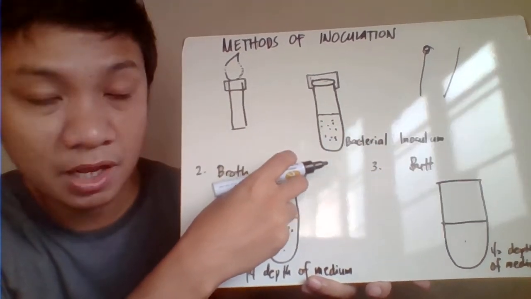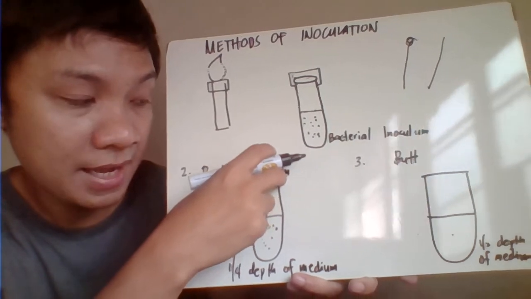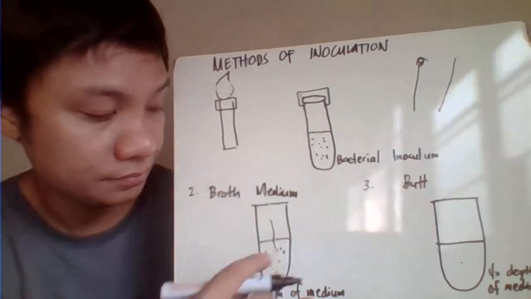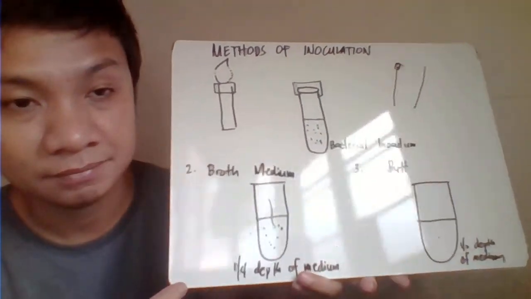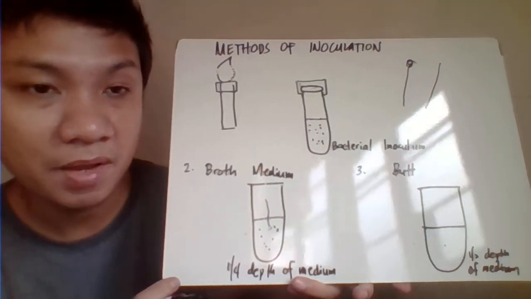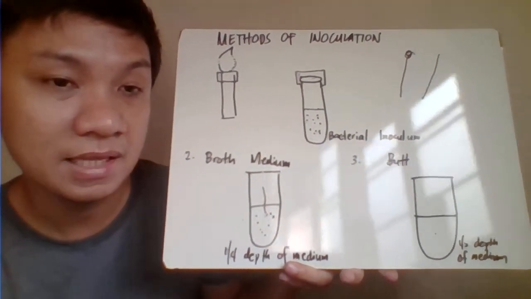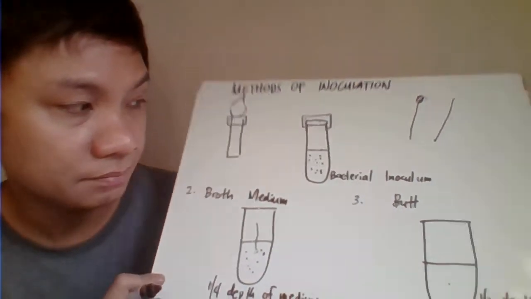If this one is a screw cap container, try to cover, and then flame this one. And then try to incubate them. Incubation, so same incubation, 35 degrees Celsius for a specified time duration depending on your bacteria.